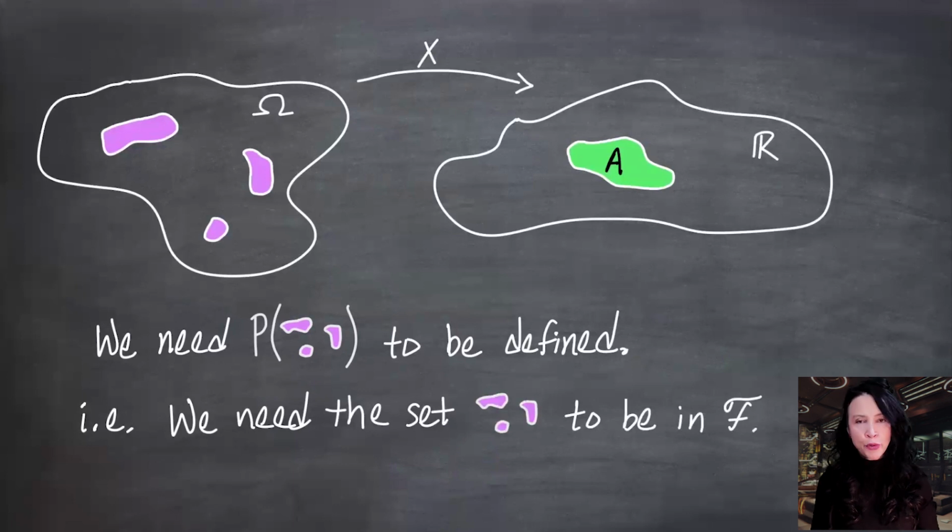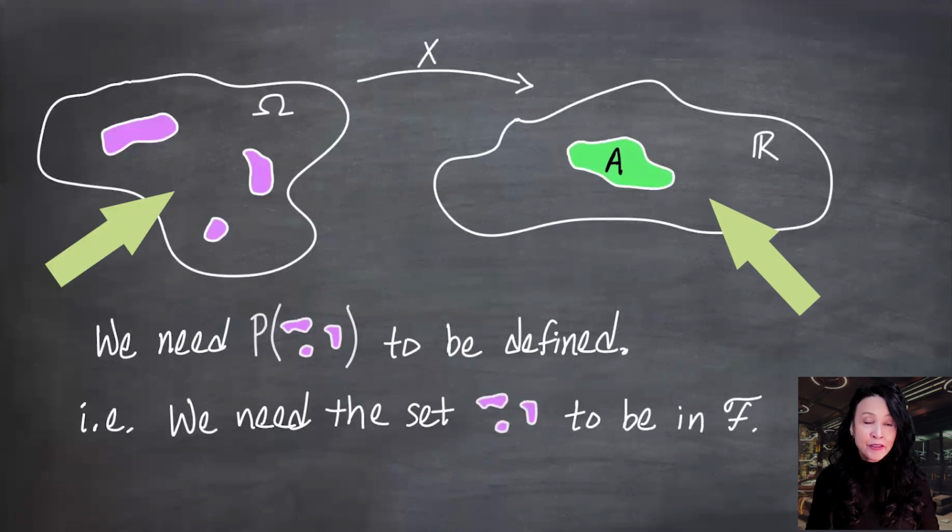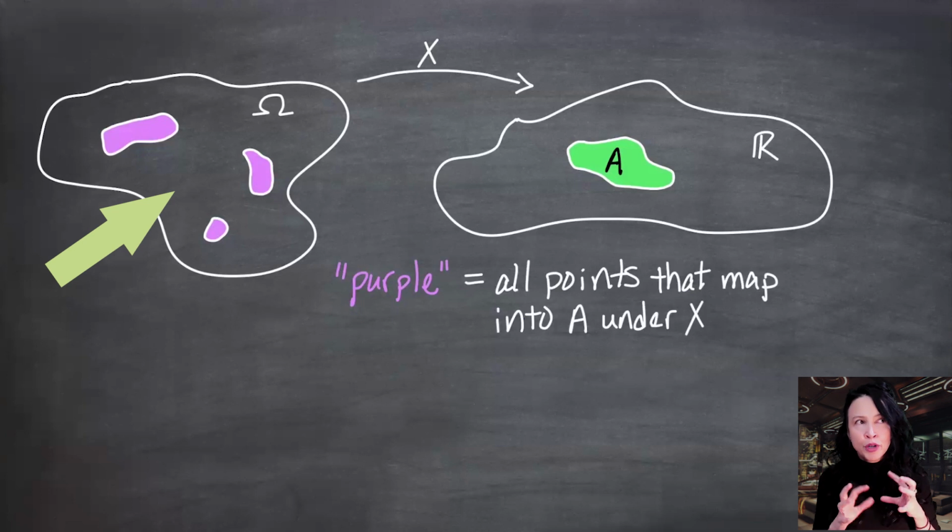So this is the nice property. If you want to be able to answer probability questions over here, you need to convert them back to probability questions over here. And if your measure is not defined on this set that you pulled back, then you have a problem and you don't have a valid random variable. This purple or pink or whatever color you're seeing or not seeing over here are all the points that map into this set A under the function X.